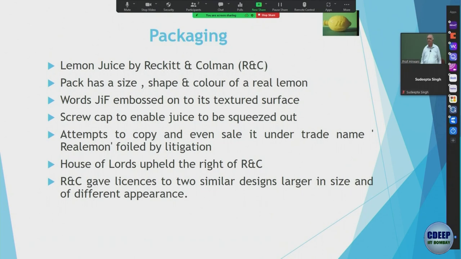Packaging. This is Reckitt and Colman. They have this lemon juice put into a real lemon kind of shape packaging with the word Jif embossed on it, and you can screw the cap, squeeze it out, and they have protection in the design. People have tried to copy and they have stopped them, although they have granted licenses to people.